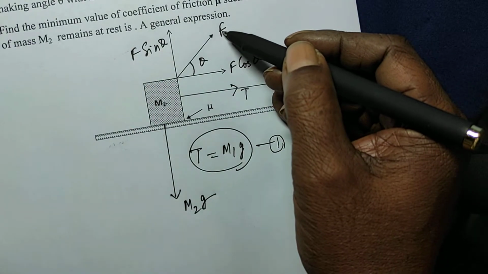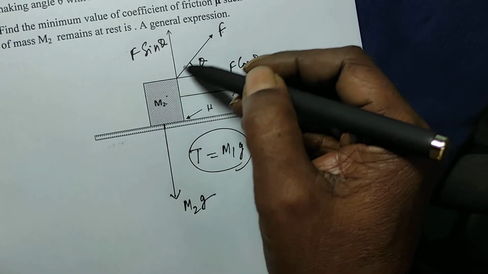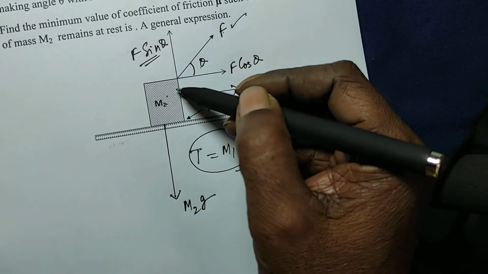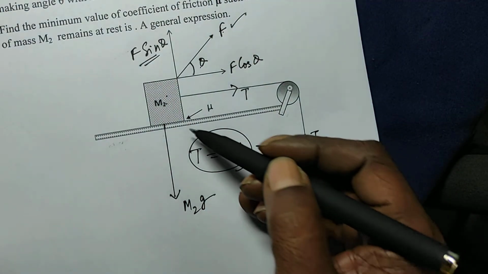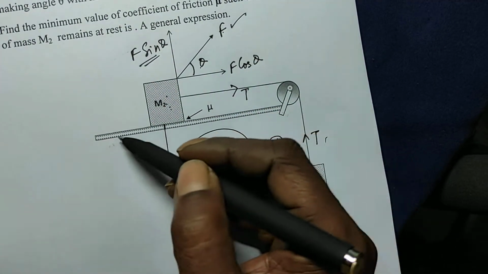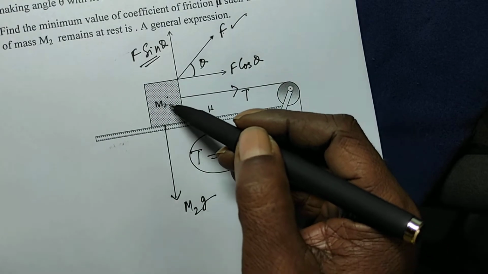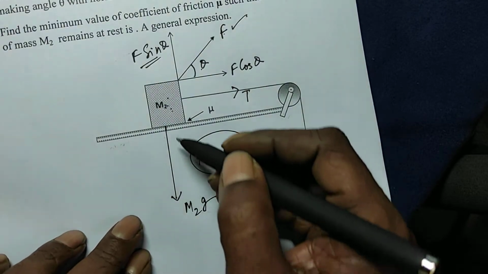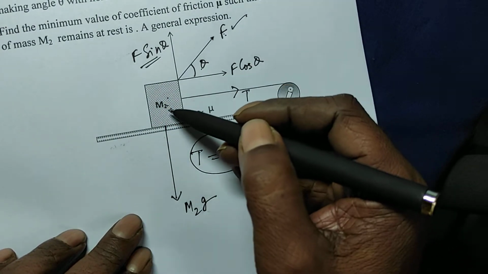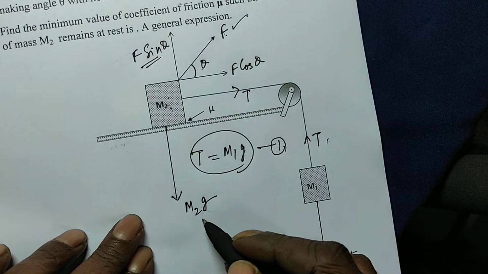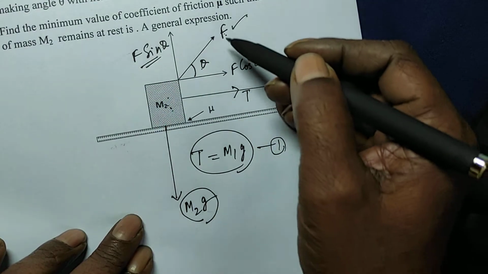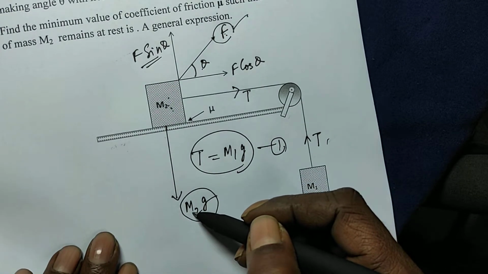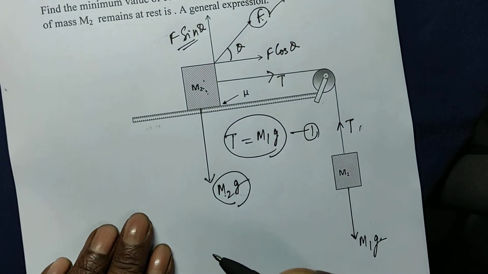But since there is a force you are applying here to the mass m2 making angle theta with the horizontal, a component of this force F, that is F sin theta, is acting vertically upward, and the mass m2 is still on the surface. This is to be understood. The mass m2 is still on the surface. So if this was not there, m2 was pushing the surface with a force m2g. Now because of this force, this will be reduced by how much? m2g minus F sin theta.